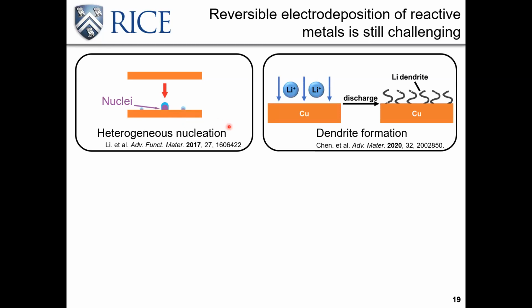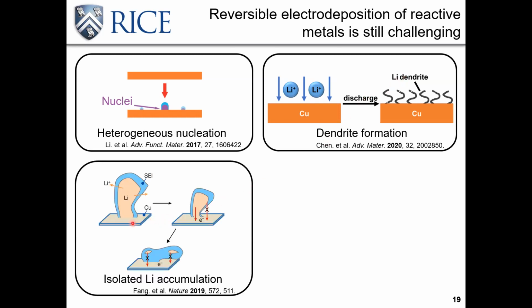This can further induce the formation of dendritic structures because of the heterogeneous electric field, ionic flux, and so on. This dendritic structure has some safety concerns once it bridges the anode and cathode, and this will cause a short circuit and thermal runaway. On the other hand, this dendritic structure cannot be 100% utilized. This can cause low efficiency and isolated lithium formation.